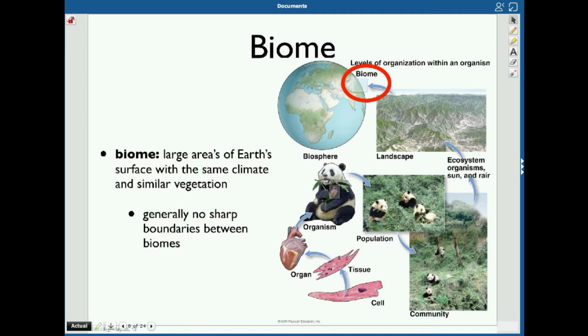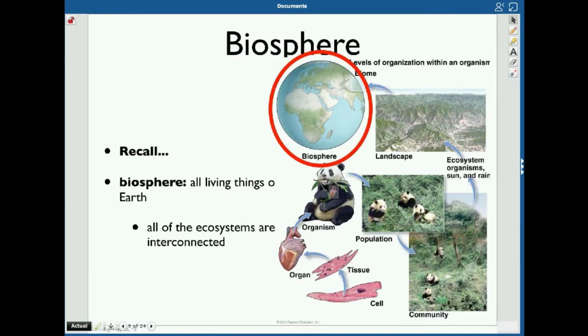And then a biome is a very large area of Earth's surface that has the same climate and similar vegetation. Again, there are no sharp boundaries between biomes. It's not like there's a wall between the biomes. It's gradual. That's really the focus of today, the biome. We needed to get some of this background knowledge in order to understand these biomes. And then your biosphere, the entire world, all the living things on Earth are in the biosphere.